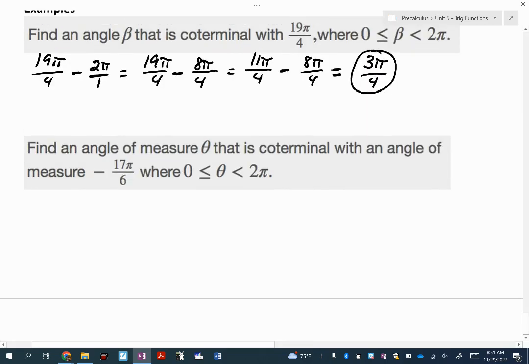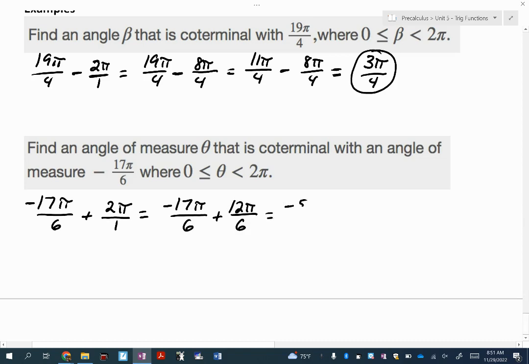All right, let's do one more. This time I have a negative. I've got to get it to be a positive, so I'm going to be adding this time. So negative 17 pi over 6 plus 2 pi. But again, I need to get a common denominator. This time my common denominator is not 4, it's actually going to be 6. So I need to multiply 2 pi times 6 to give me 12 pi. When I do that, I get negative 5 pi over 6, which is still not there. I'm looking for a positive. So plus 12 pi over 6, which is going to give me 7 pi over 6, and that one is between 0 and 2 pi.